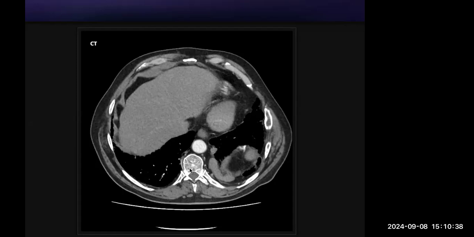In my routine practice, I would also look at the lung windows and the bone windows to see for other findings as well, which might be helpful in this patient's management.